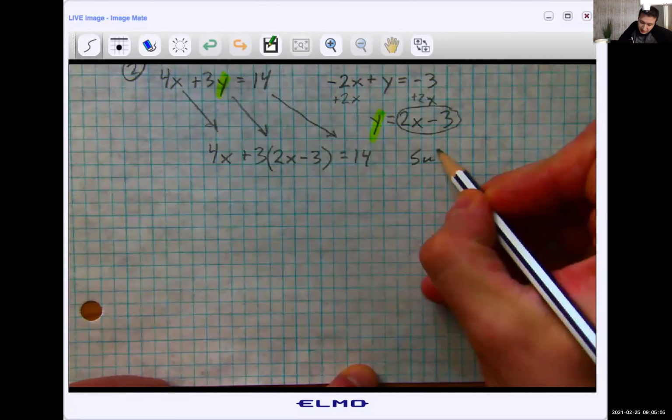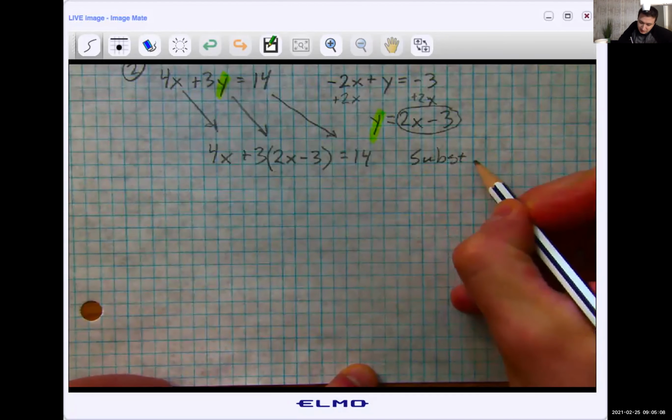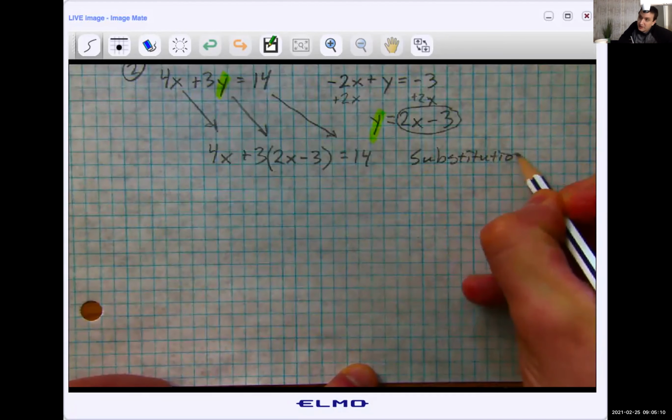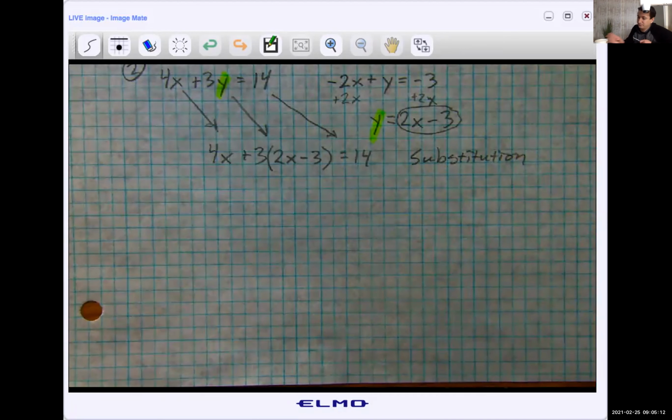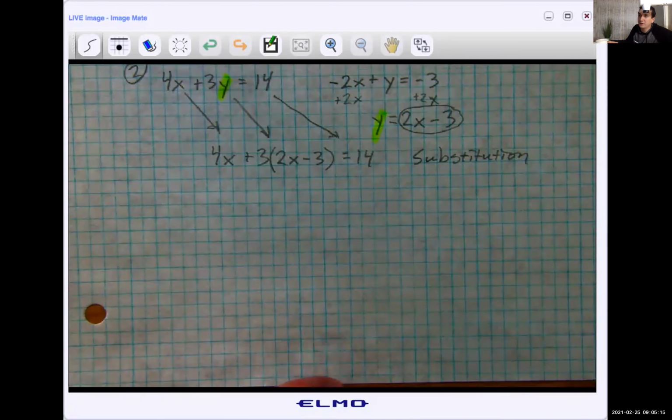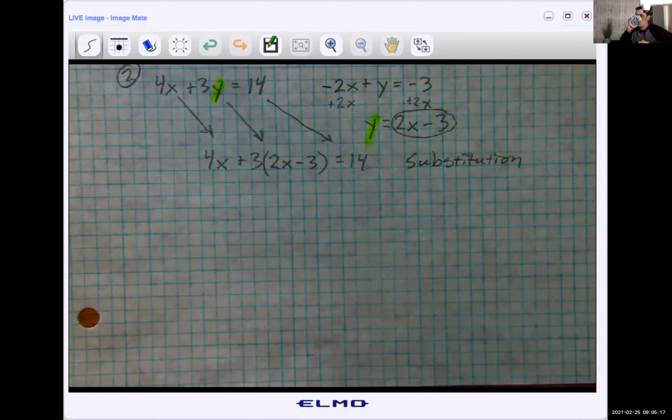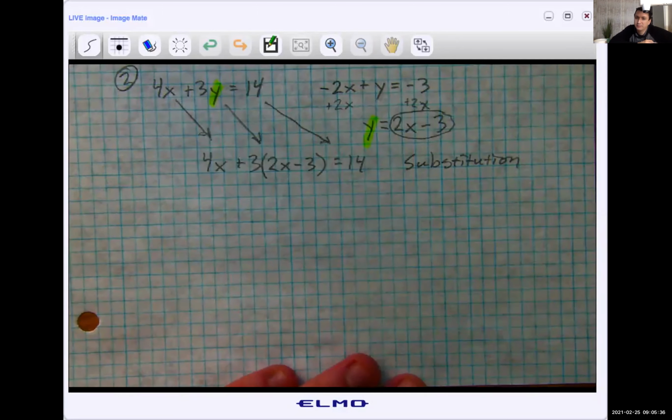This is your purpose today. Your purpose is to be able to use substitution to solve systems. And that's that step that we just did. All right, keep going. Help me out. What do we do next? Solve for x. Yep. Solve the equation.